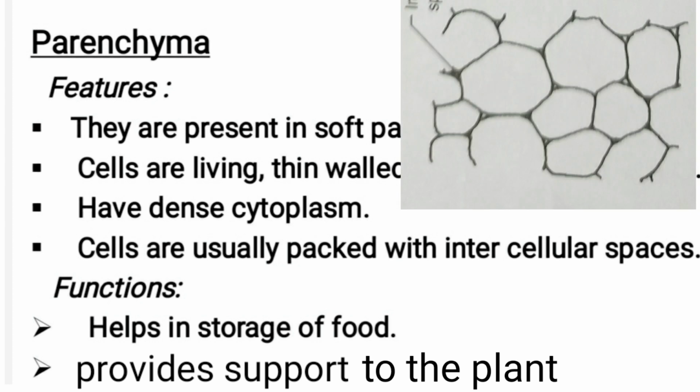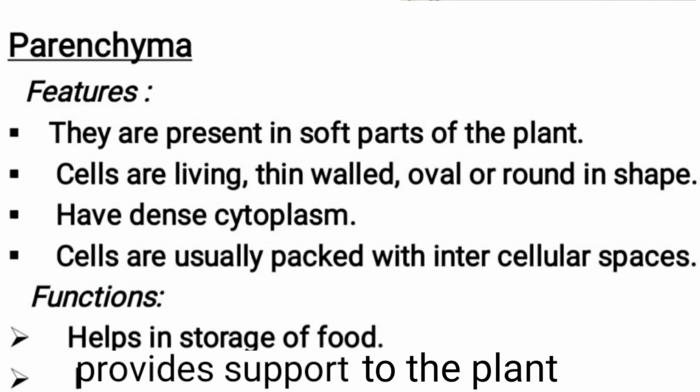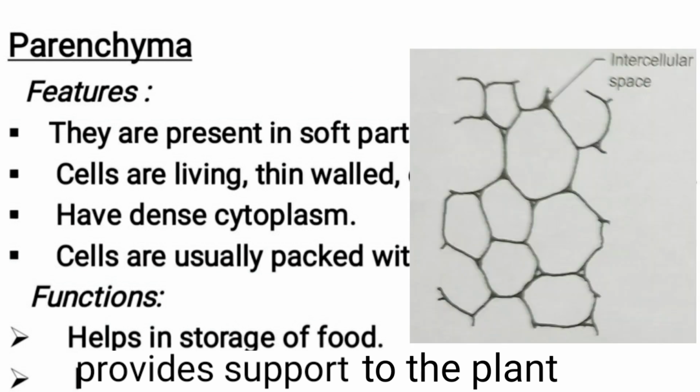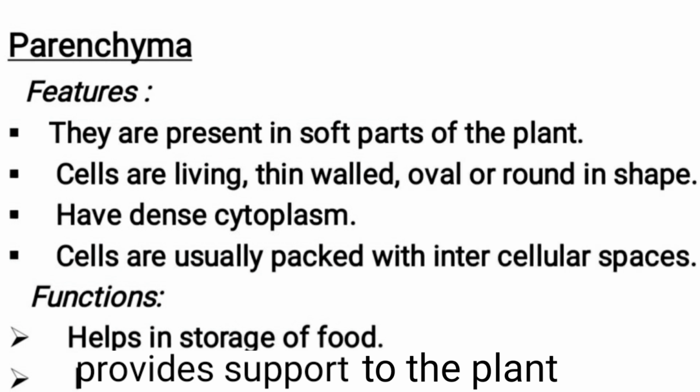Important features are: cells are thin-walled, living cells, oval or round in shape with dense cytoplasm. They possess large central vacuoles. Cells are usually loosely packed with large spaces between the cells. That means intercellular spaces are present. Main functions are: it serves as food storage tissue. This tissue provides support to the plant.